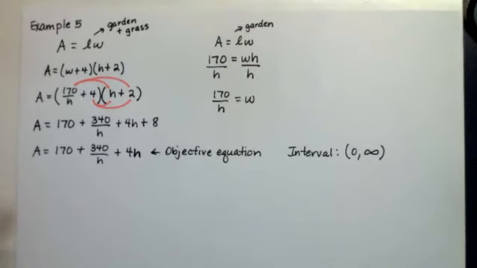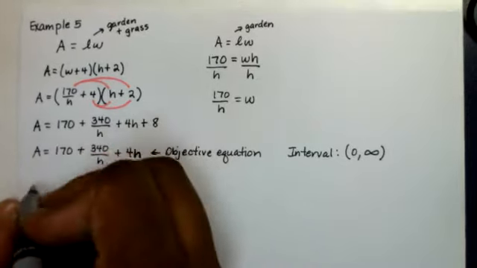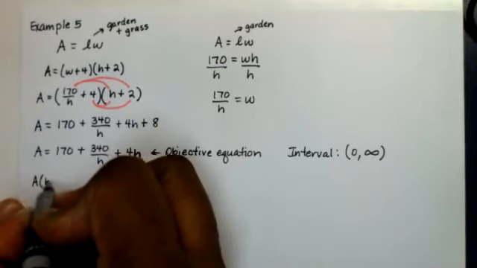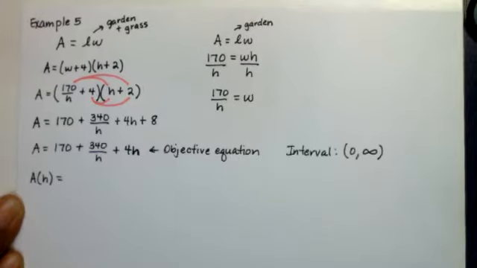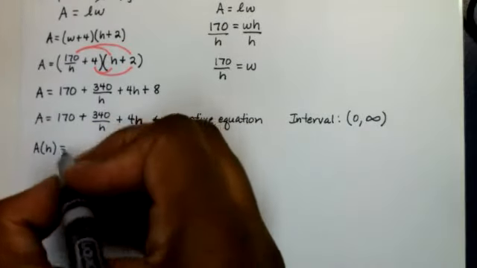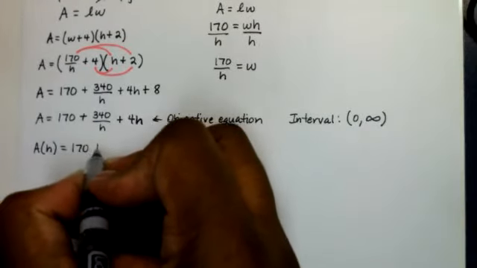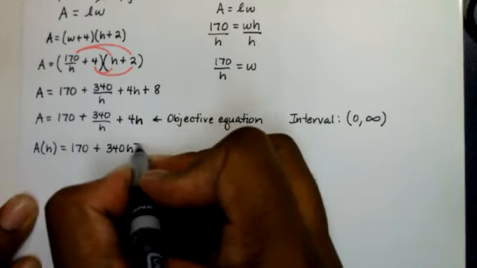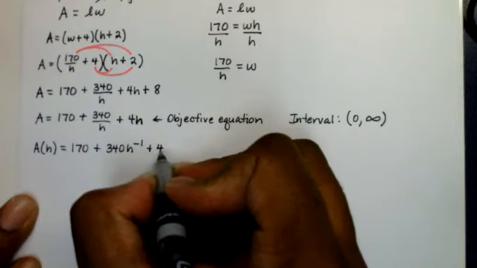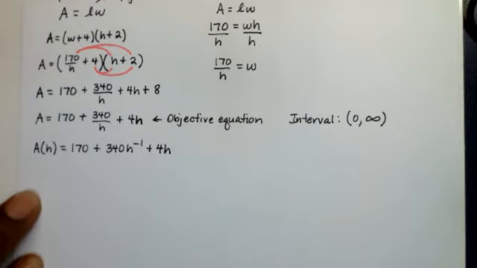So now we can find the dimensions of the garden to minimize the combined area of the garden and its borders. All right, so let me write this as A of H equaling to, and in this case here, 170 plus, and I'm going to pull the H out of the denominator, make that H to the negative 1 plus 4H.